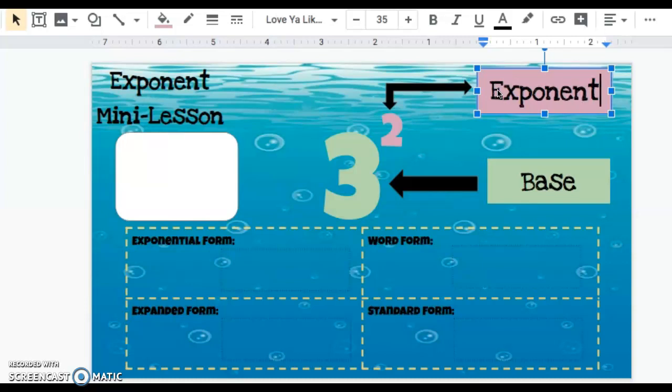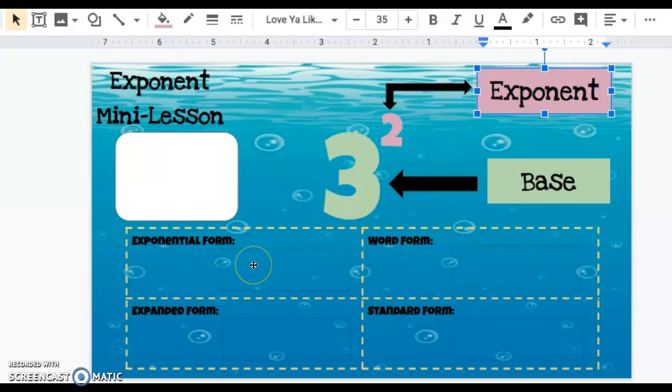Okay, so those are your two very important things that you need to know. You need to know that your base is your big number, your exponent is your little number. Your exponent, so this 2, tells you how many times you are going to repeatedly multiply your 3. So since it's 2, you're going to have 3 times 3. Okay, but before we get into that, we're going to fill out this chart.